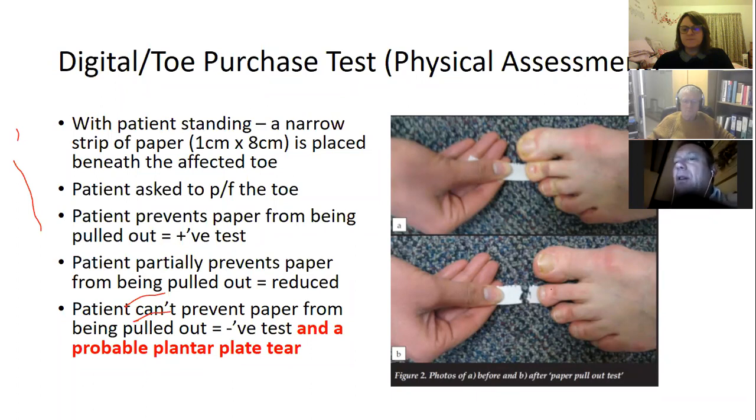If you can pull it out easily, then basically you've got a positive test for a damaged plantar plate and capsular structure. If you can just pull it out with relative ease, then you know that's not good. If the patient is able to hold it so firmly against the ground that the paper snaps, then it's unlikely you've got a plantar plate tear there. So if they can't prevent that paper from being pulled out, they've probably got a tear. If they can prevent it, probably not. Okay, so if we go to the next slide.